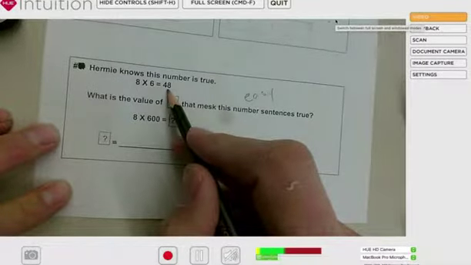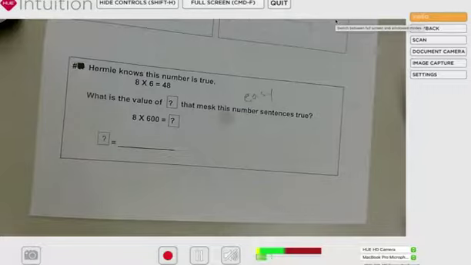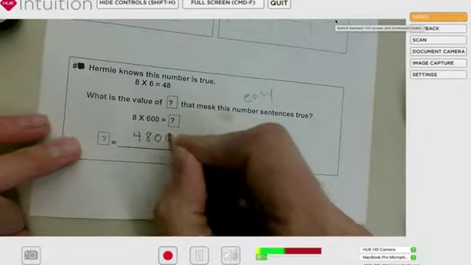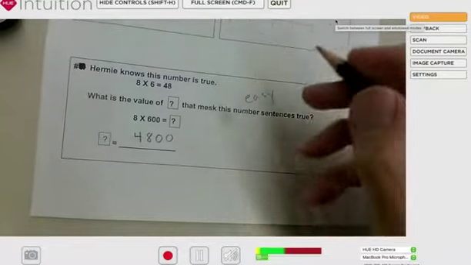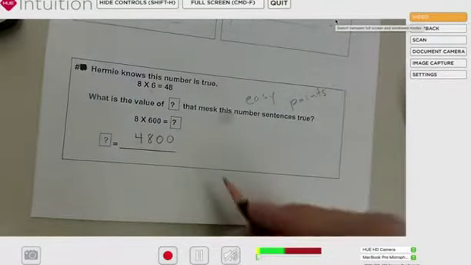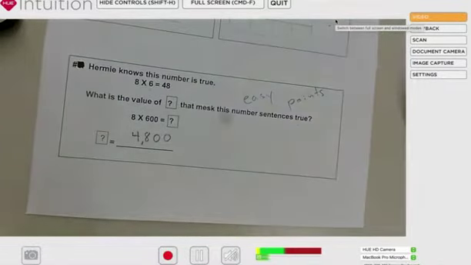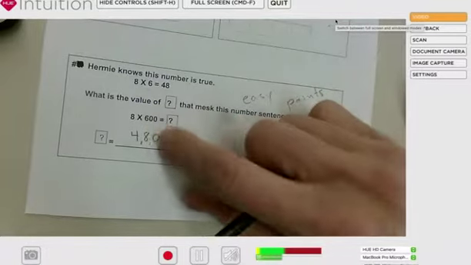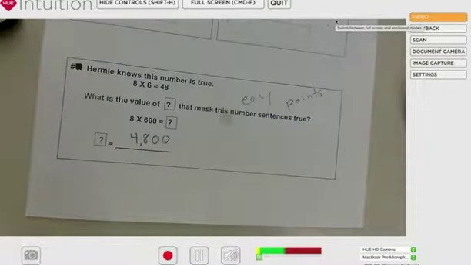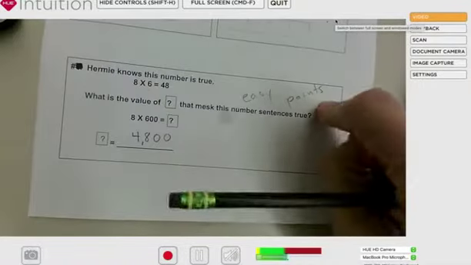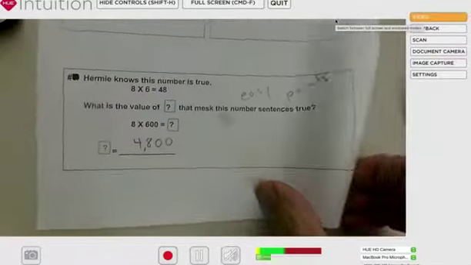8 times 6 is 48, right? 8 times 600 is 48 with 2 zeros after. I mean, how many times have we done this? So again, easy points. No, you don't have to write down easy points. And of course, don't forget the comma. That's all this is. There's 2 zeros there. So if you see this on the quiz, easy points. You cannot argue with that.